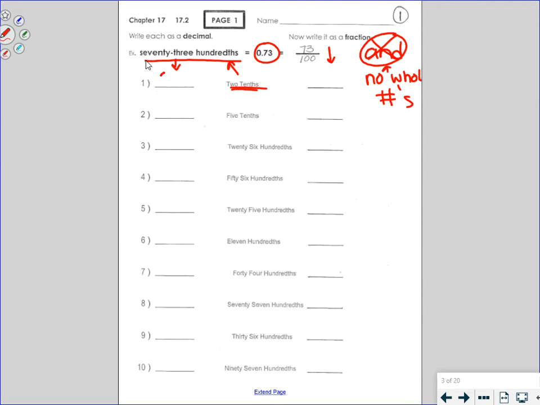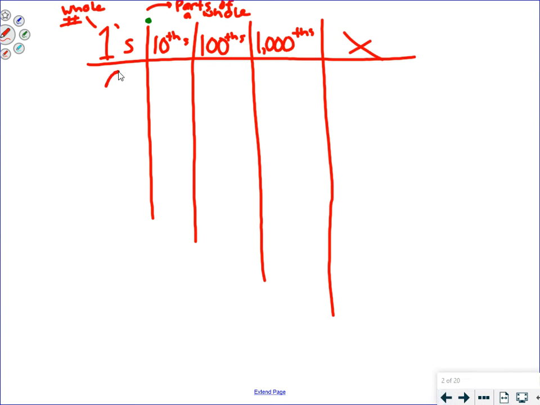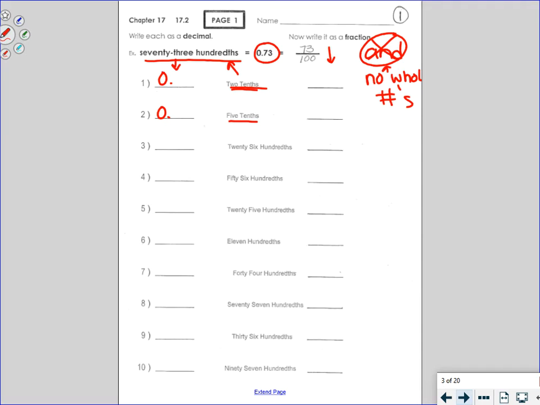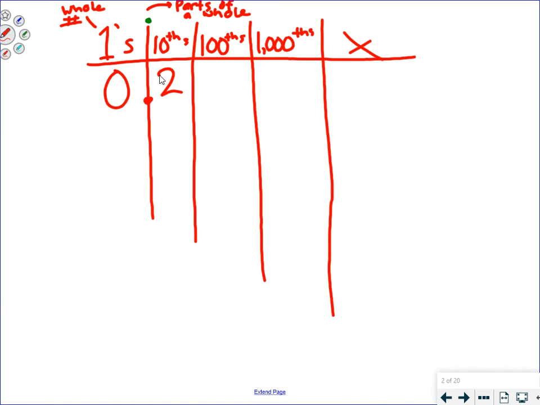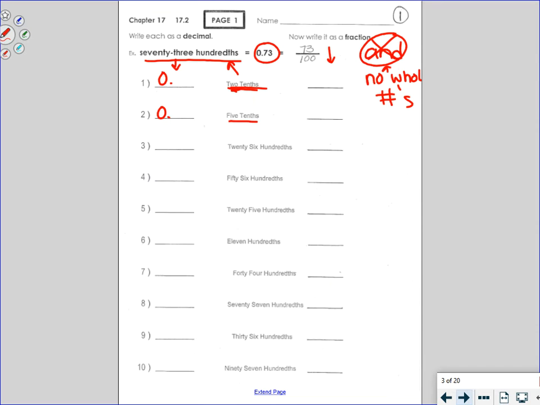That means automatically each number is going to begin with a 0 because I do not see an and. So 2/10. If I go back here, I know we have 0 ones. Our decimal point is right here, and how many tenths do we have? 2/10. So our decimal is 0.2.